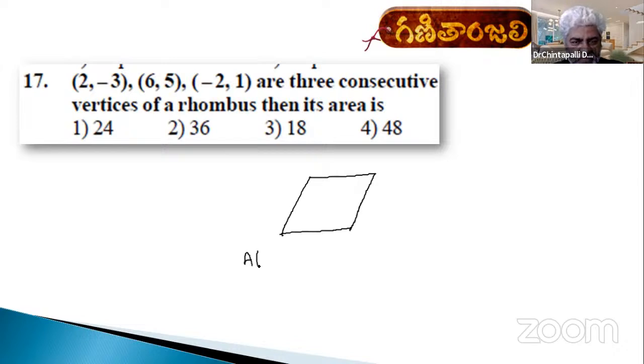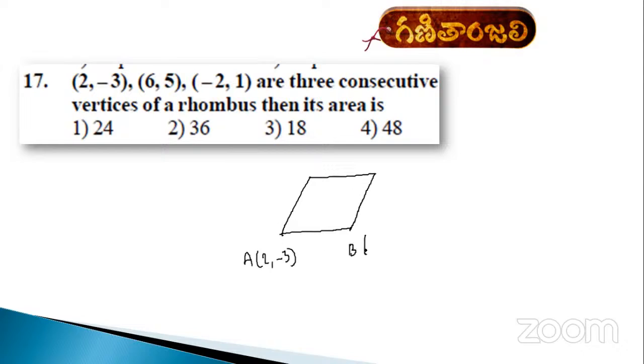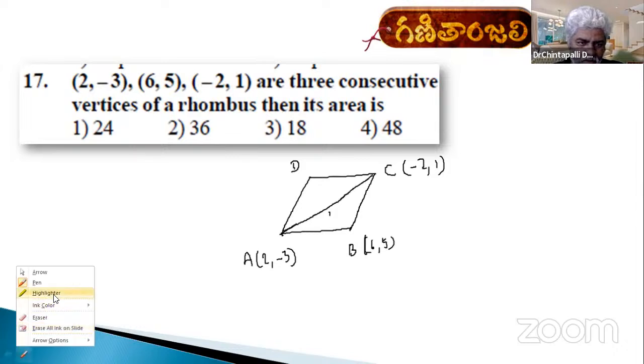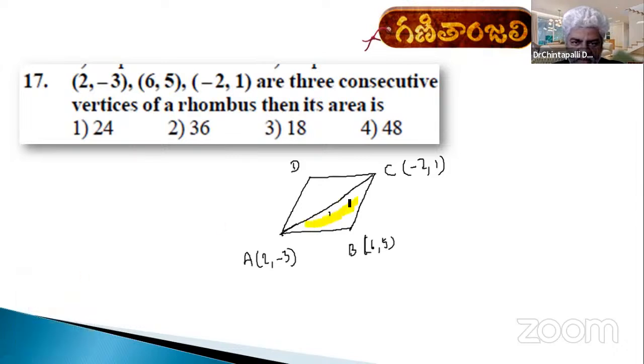A is 2 comma minus 3, B is 6 comma 5, and C is minus 2 comma 1, three consecutive vertices. Of course, D is not given. Even so, we can find the area of the rhombus by joining A and C to get a triangle. We can find the area of this triangle, and after finding this area, it can be doubled.